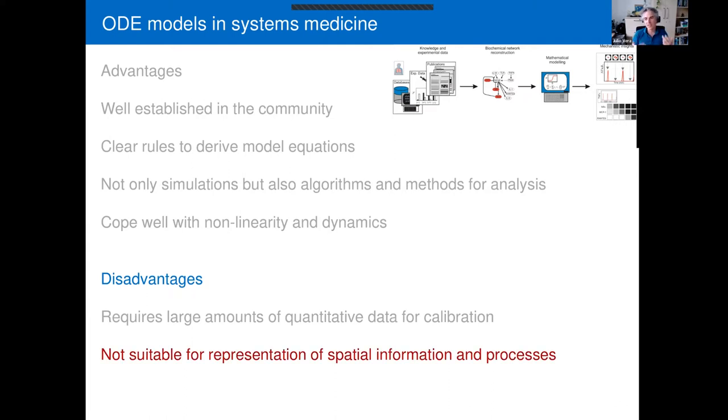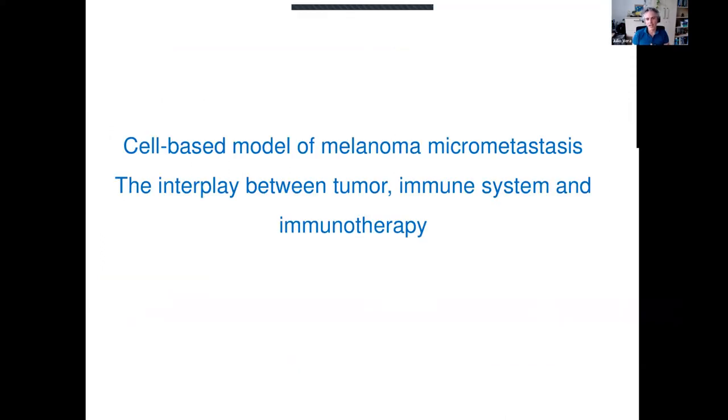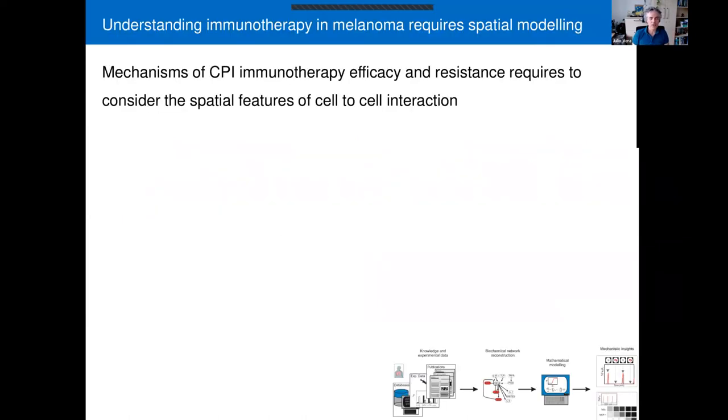And this is very important, especially when you are talking about cancer immunotherapy. This is the reason why, in the last part of my talk, I want to talk about how to build systems medicine computational models that can account for these special features in the context of cancer immunotherapy. When we talk about checkpoint inhibitor immunotherapy, these spatial features are very important because the way different types of immune cells interact with the cancer cells in a spatial manner is key to representing the mechanism by which the immunotherapy works, or by which the tumor is able to avoid it.